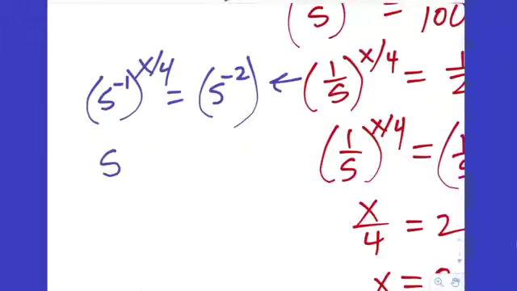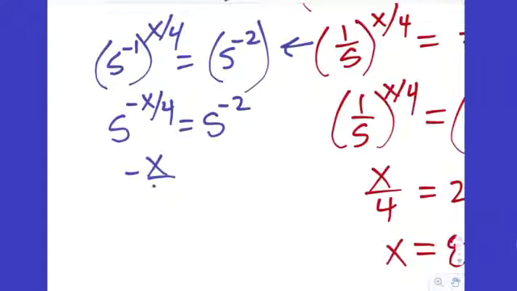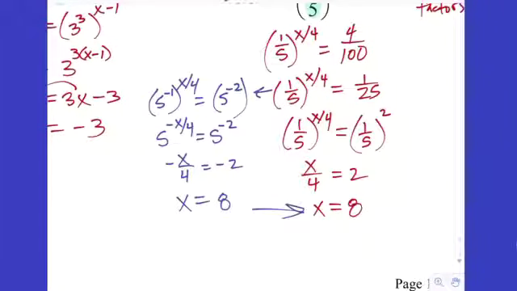Now if you raise a power to a power, you multiply, you get 5 to the -x/4 equals 5 to the -2nd. So now it's 5 to the blob, 5 to the blob. So now you get -x/4 equals -2. And now instead of solving by multiplying both sides by 4, you multiply both sides by -4. And you get +8. There you go. So if you don't like fractional bases, just flip them and change the sign of the exponent. It'll work. As long as the bases are the same, it will work.